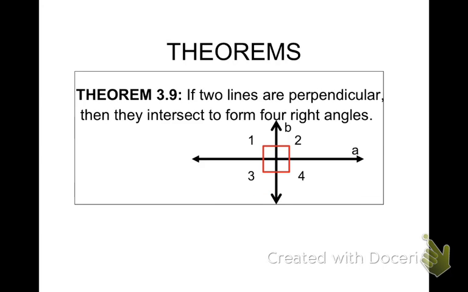All right, next one. Theorem 3.9. If two lines are perpendicular, then they intersect to form 4 right angles. Well, that one we already kind of knew.